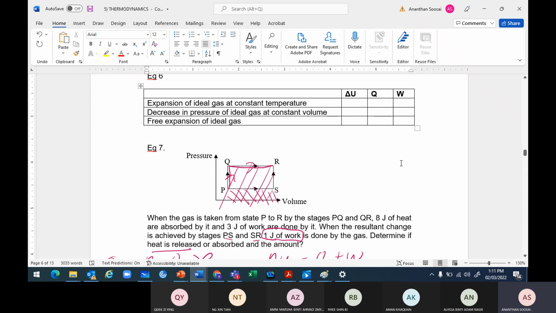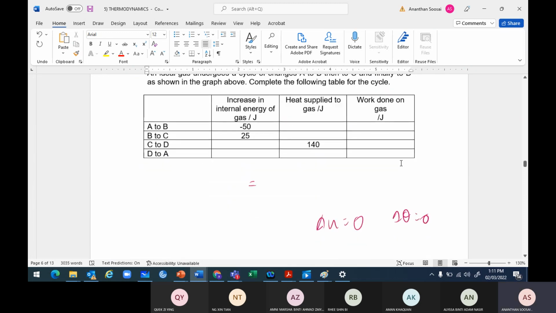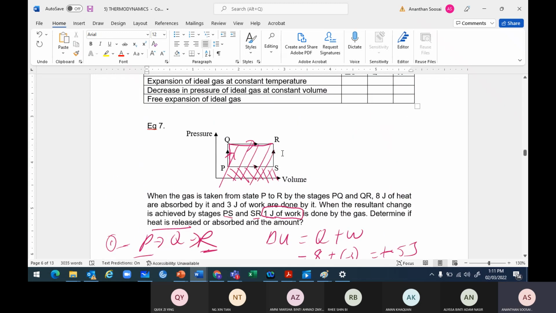The last part for today is this graph. The gas can go from the initial to the final position, P to R. When the point is more to the right and top, like R in this case, the PV value is very high, so the temperature is very high. PV equals nRT, so PV high means T high. So in a PV graph, the point further to the right and to the top is where the gas possesses the greatest internal energy, because it has the highest temperature.